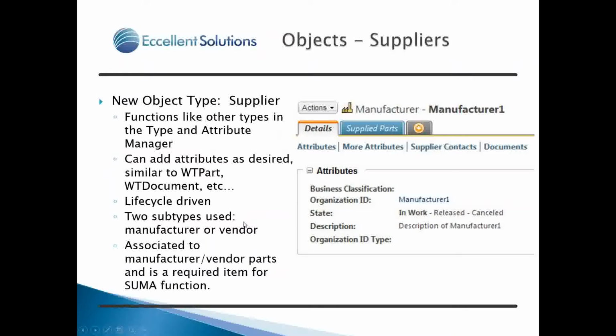These object types function like any other types in the type and attribute manager. They're fully soft typable and attributable, just like a WT part or a WT document would be as well. It's also lifecycle driven, so you can even control the acceptance or retirement of a vendor or a manufacturer within your company by initial vetting of the manufacturer or vendor with some initial parts, identifying that they're good to go, or saying that they could be obsolete or canceled as a vendor or manufacturer as well. The main purpose of having the manufacturer and vendor types is that they will be associated to your manufacturer and vendor parts, and it's a required item for Suma functioning.